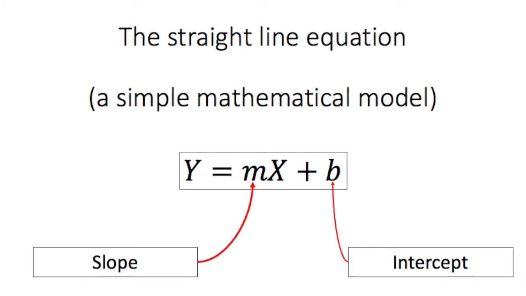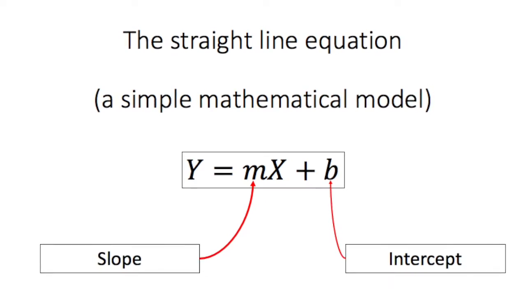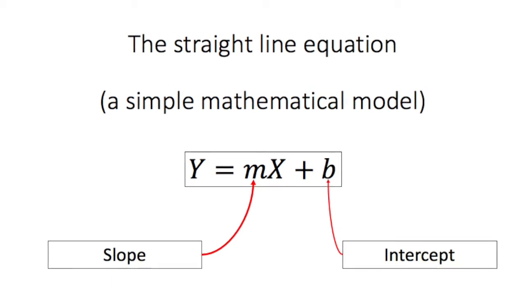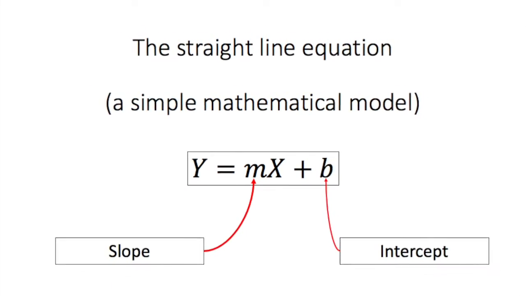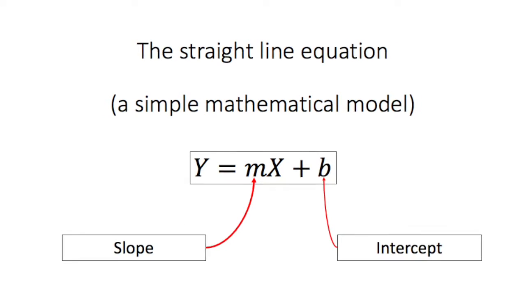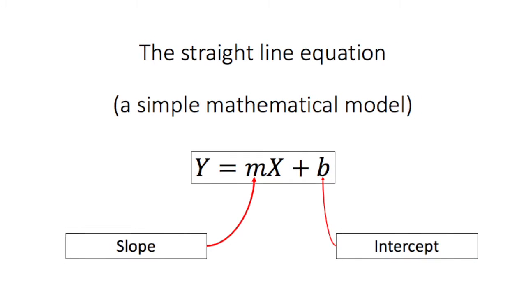The straight line is a simple mathematical model with two parameters: the slope, denoted with the letter m in this slide, and the intercept with the y-axis, which is the letter b here.